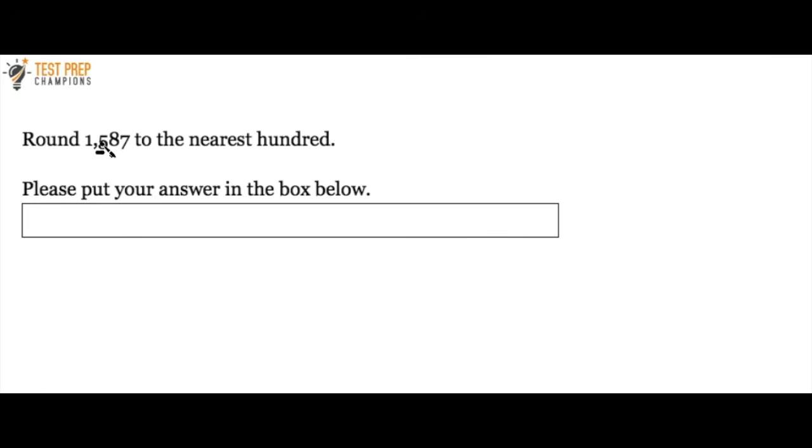So the next step is go to the number immediately to the right of our 5, and we want to check, is this number less than 5 or is it a 5 or greater? So 8 is obviously a greater number than 5. So that means that we have to round up. So I'm going to rewrite this, and I'm going to take this 5 and bump it up to a 6. And for the 8 and the 7, I'm just going to fill those in with zeros. And this is the right answer here.